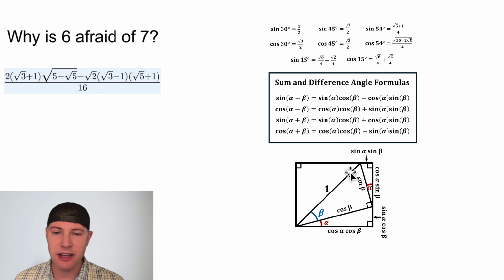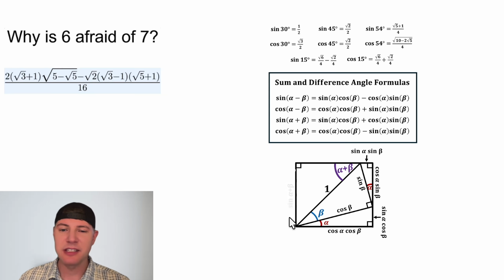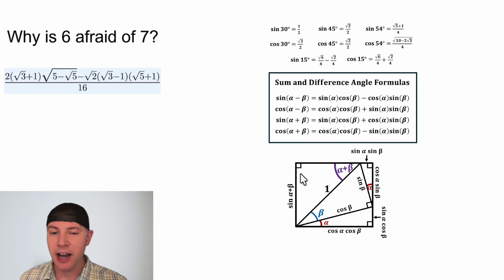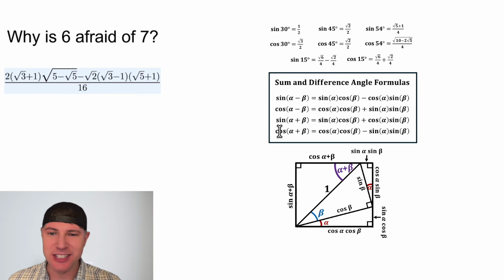We know that this angle and this angle are alternate interior angles. Since the top and the bottom are parallel, this is going to be equal to alpha plus beta. And I made it purple because I'm mixing the red and the blue. In this triangle, the side opposite the alpha plus beta is going to be sine alpha plus beta times the hypotenuse, but the hypotenuse is equal to 1. And then the side adjacent to the alpha plus beta is going to be cosine alpha plus beta times the hypotenuse, which is equal to 1. And now we have our sine alpha plus beta and our cosine alpha plus beta.